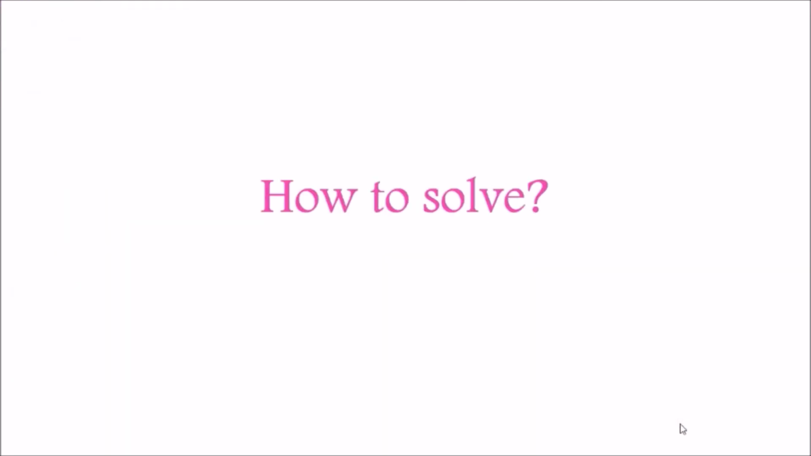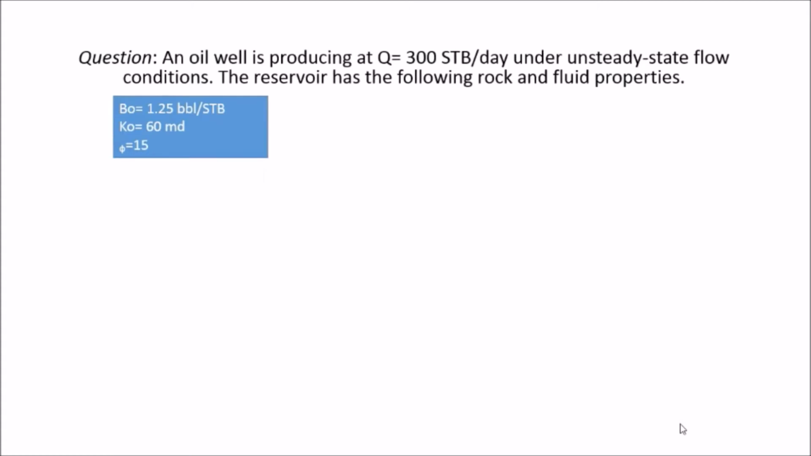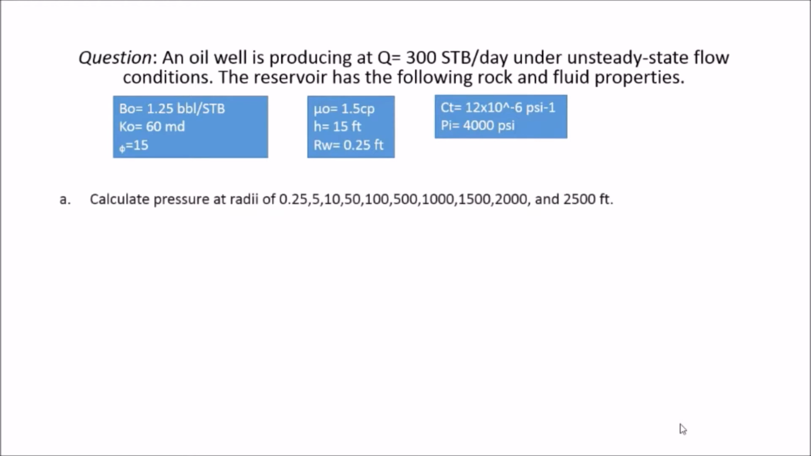So let's have an example. So this is the question. An oil well is producing at Q equal to 300 STB per day under unsteady state flow condition. The reservoir has the following rock and fluid properties. So these are the information given. The first question is to calculate pressure at radii of 0.25, 5, 10, 50, 100, 500, 1000, 1500, 2000 and 2500. And the second one is to plot the results as pressure versus radius.